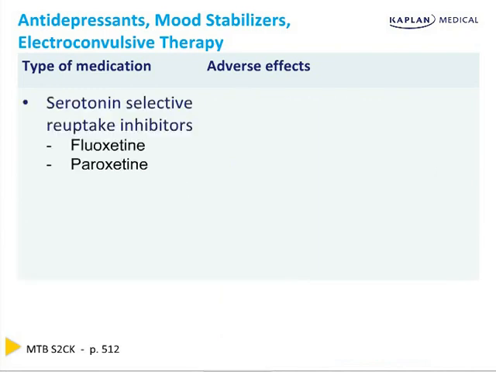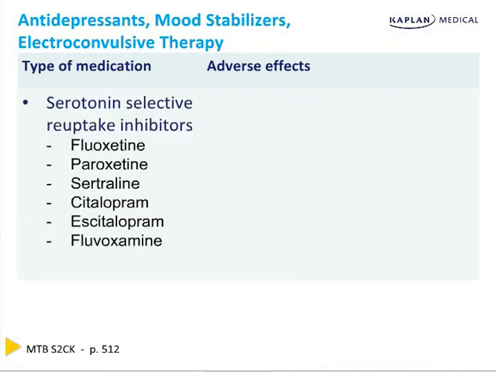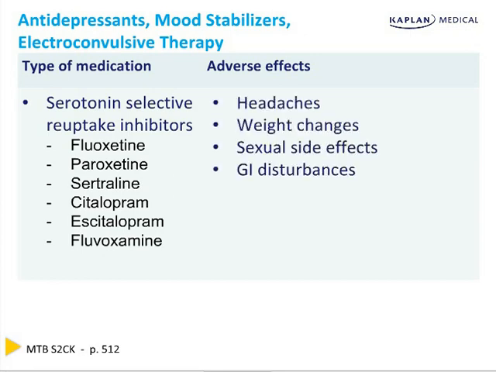Another set of drugs that we'll talk about are the selective serotonin reuptake inhibitors. That's fluoxetine, paroxetine, sertraline, citalopram, escitalopram, and fluvoxamine. So the adverse effects: headaches, weight changes, sexual side effects, and GI disturbances. Generally, though, SSRIs are well tolerated. They're not at an overdose risk such as the TCAs, and they do combine with MAOIs, however, to give you serotonin syndrome. That's the other big thing to note for SSRIs.